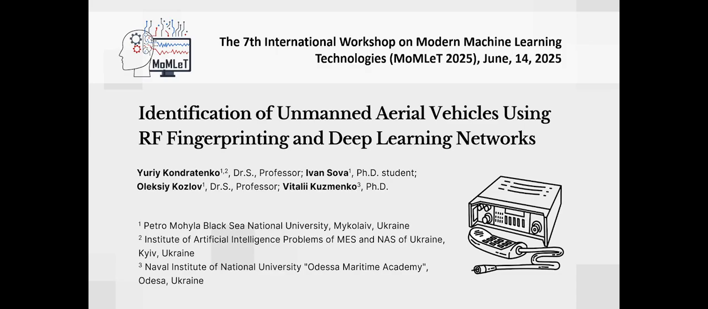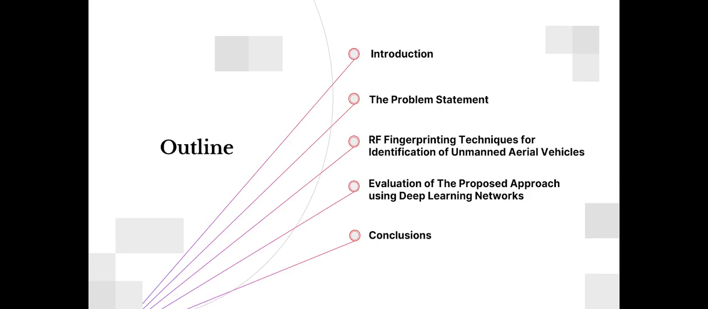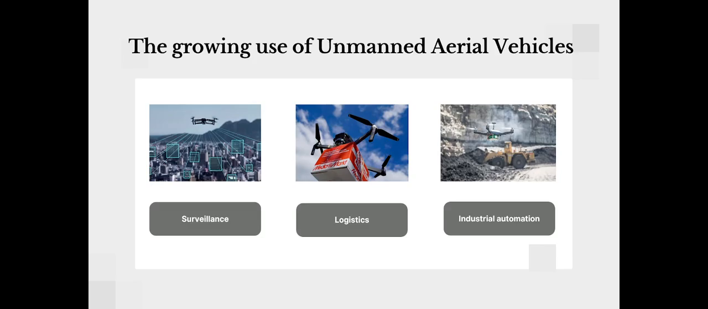Allow me to introduce the presentation Identification of Unmanned Aerial Vehicles using RF Fingerprinting and Deep Learning Networks by the authors Yuriy Kondratenko, Sova, Oleksiy Kozlov, and Vitalii Kuzmenko. The structure of the given presentation is as follows: the introduction, the problem statement, the proposed approach, RF fingerprinting techniques for identification of unmanned aerial vehicles, the evaluation of the proposed approach using deep learning networks, and the conclusions.